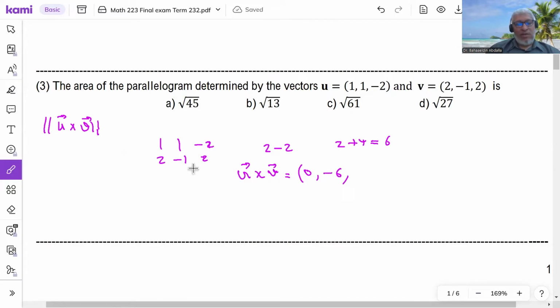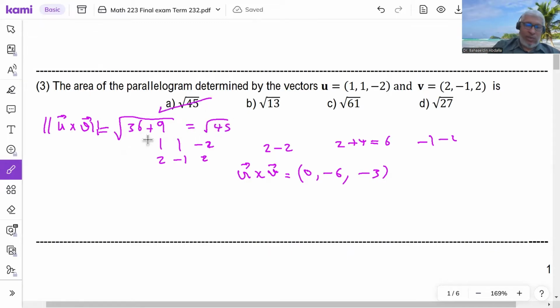And then cover the last one. 1 times the last column. 1 times -1 is negative. 1 times 2 is 2. So -1 minus 2, and that's -3. So this is the U cross V. And the norm would be square root of 0 squared, -6 squared, -3 squared. So 36 plus 9 is 45, and the correct answer is part A.